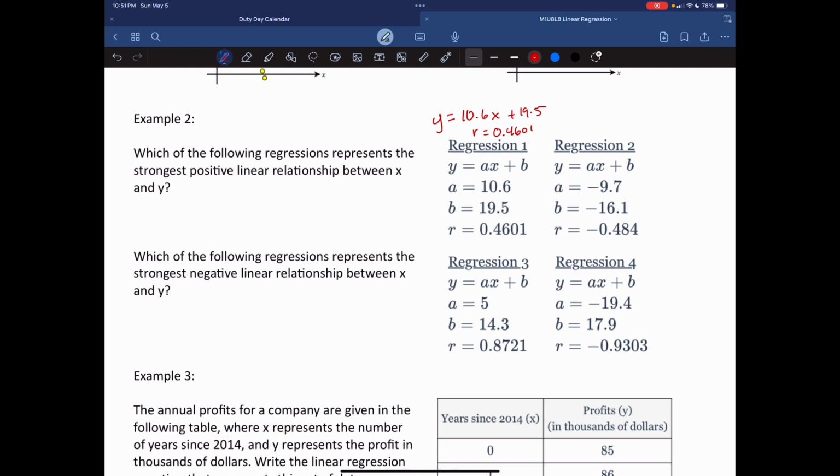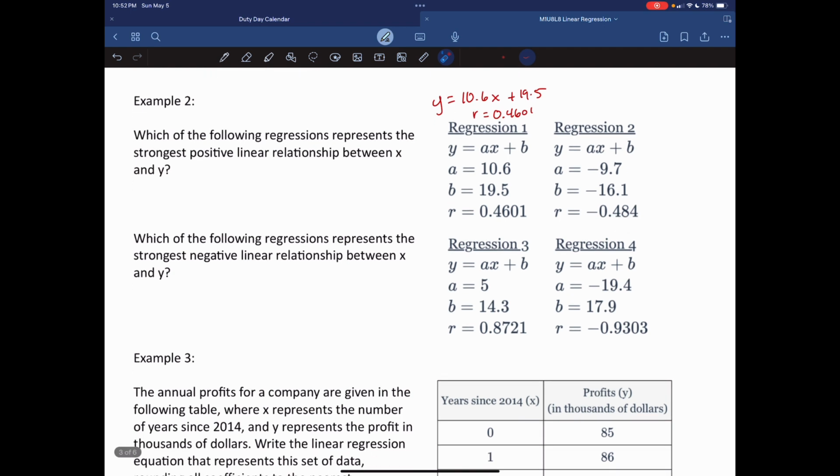Same thing here. For this one, I'm just looking at the r values. So this is going to be a weak positive equation. Here, again, our slope is negative 9.7 and our y-intercept is negative 16.1, okay? And this is going to be a weak negative correlation. If you look at regression 3, we have a strong positive correlation, because this is the number we're looking for, pretty close to 1, and we have a really strong negative correlation here.